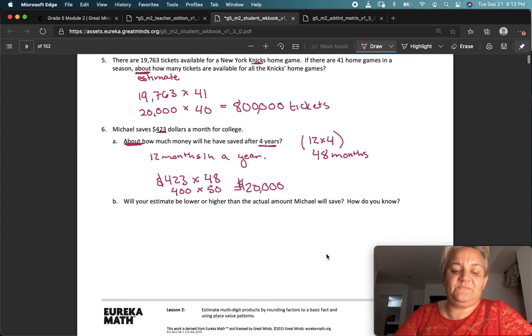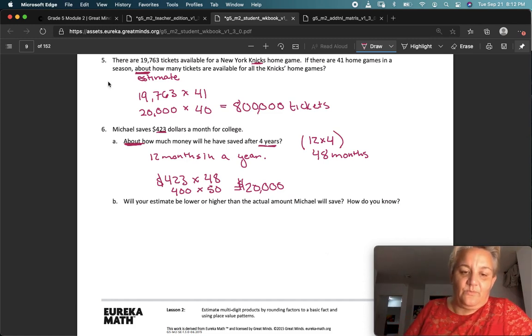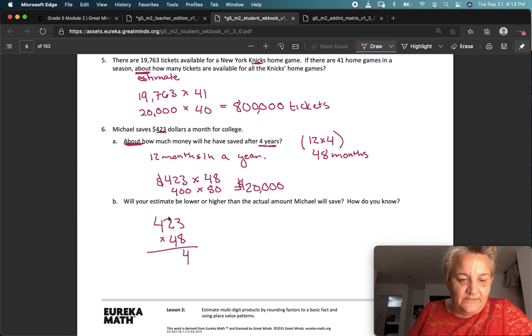Okay, B. Will your estimate be lower or higher than the actual amount Michael will save? How do you know? Okay, well, this number I rounded up and this number I rounded down, so that isn't going to help me out. Let's just go ahead and solve it. Okay. 8 times 3 is 24. Carry the 2. 8 times 2 is 16, plus 2 is 18. Carry the 1. 8 times 4 is 32, plus 1 is 33. Then I drop a 0.